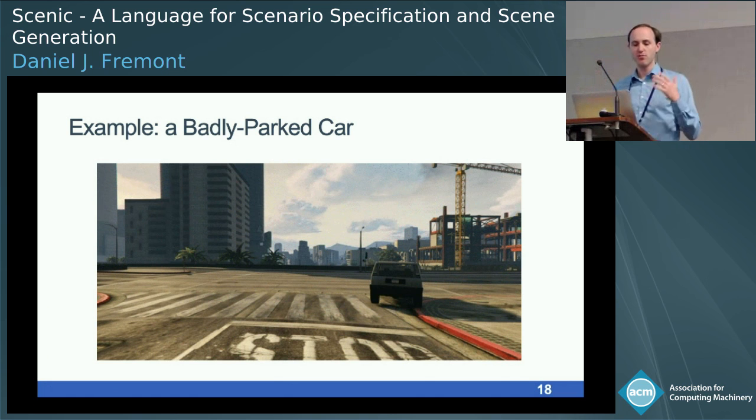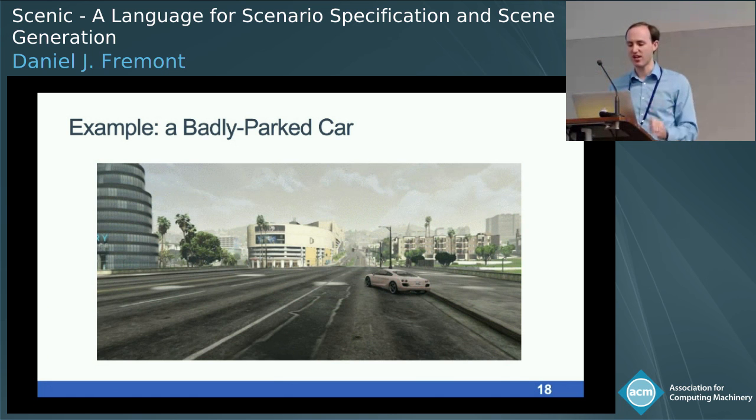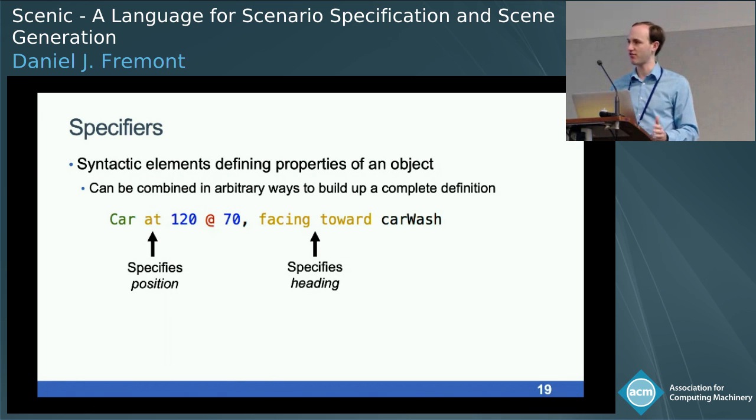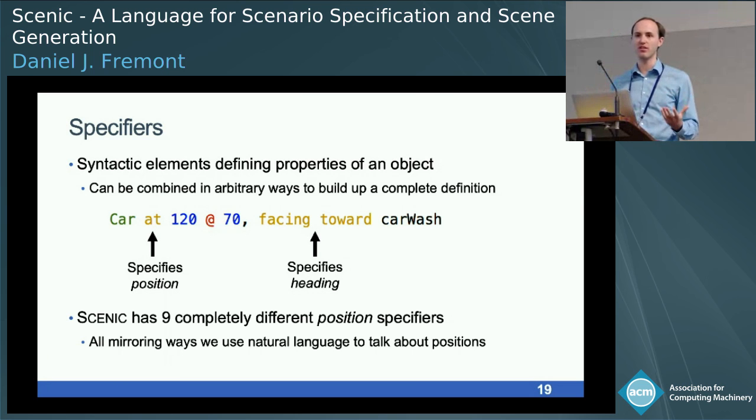All right. So the most interesting thing about the language from a design perspective is what we call specifiers. So these are syntactic elements that define properties of an object, which you can combine to build up a complete definition. So for example, in this line of Scenic, the "at" is a specifier for the position property, and "facing toward" is a specifier for the heading property.